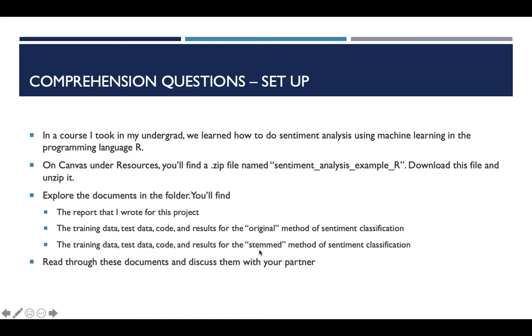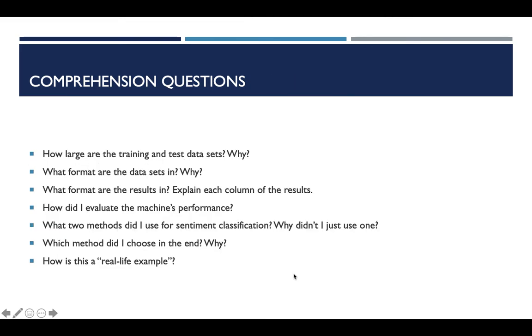So I want you to read through these documents, and I guess I didn't remove this part about with a partner. So go ahead and read through those documents, and then you'll answer these questions. These are your comprehension questions as homework for today's class. How large are the training and test data sets, and why is one bigger than the other? That's an important question. What format are the data sets in, and why did I put the data sets in that format?